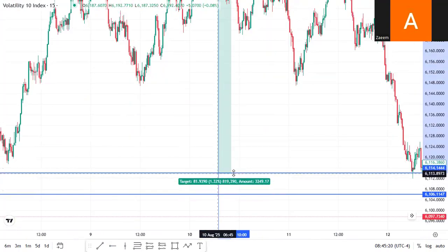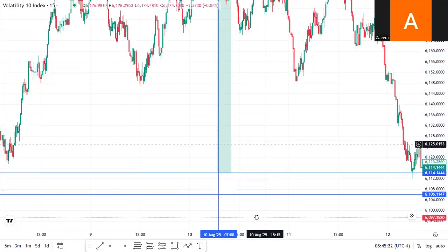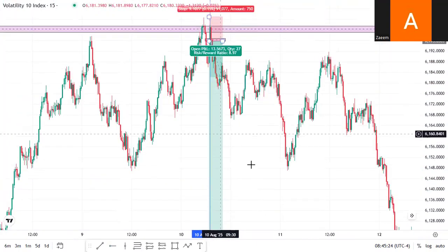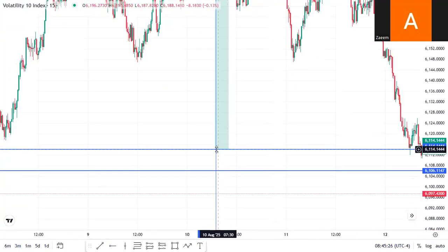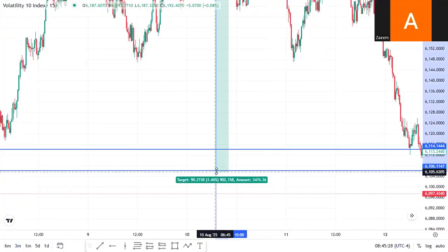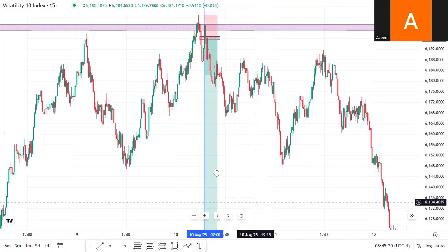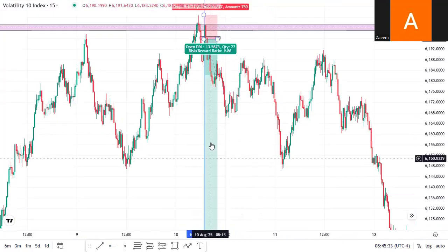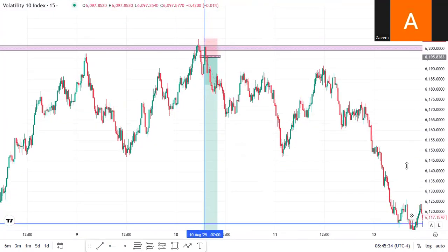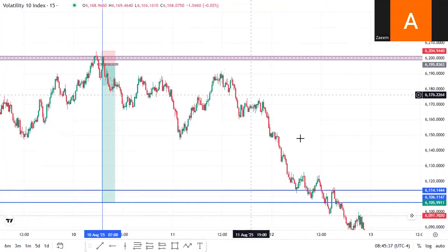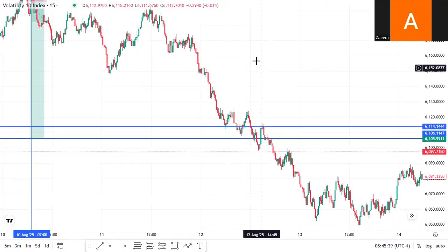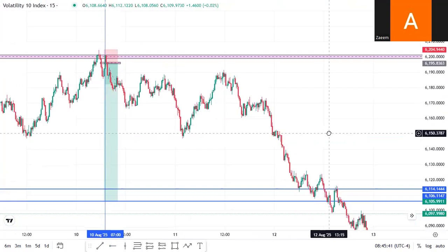So the first one, let's see, this risk to reward is 1 to 8, almost 9. Targeting this one. I told you the minimum is 10, which is almost 10R. Look at how price smashed it. Look at it. So it's a very simple strategy.